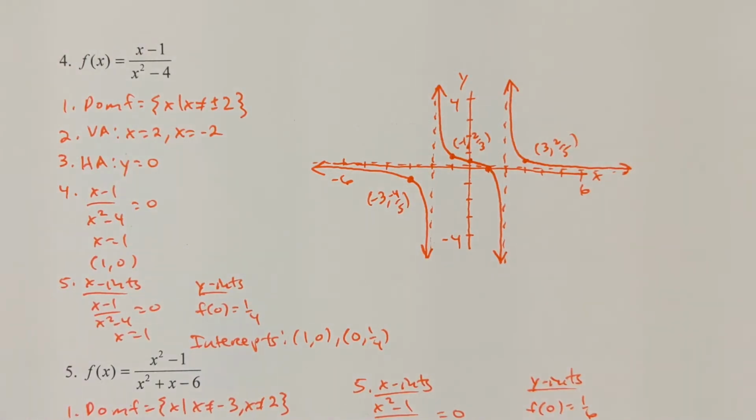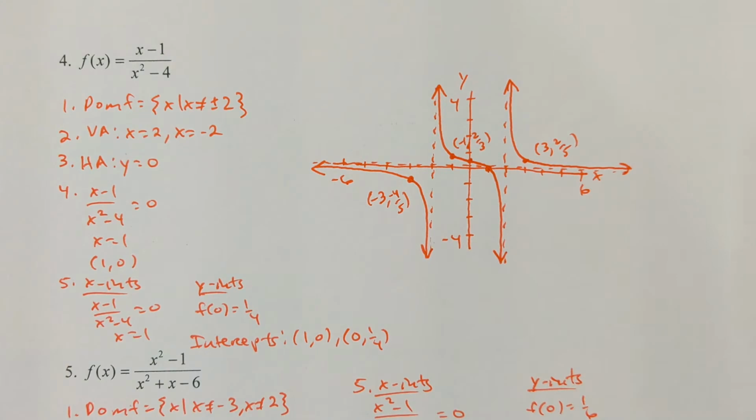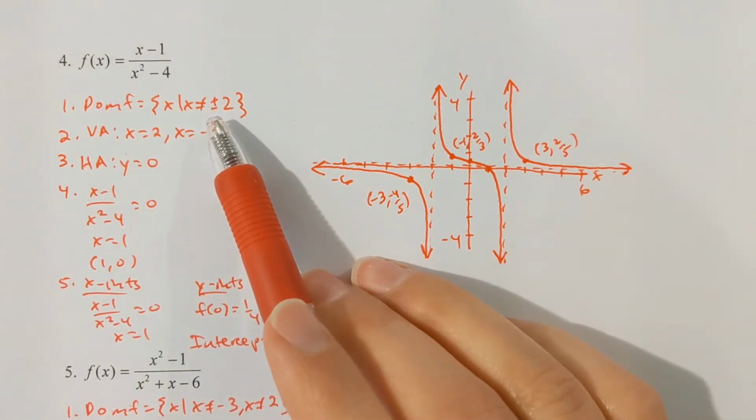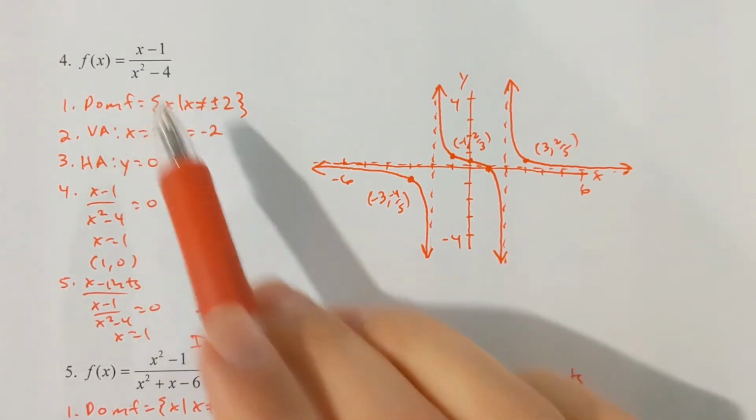Okay, this is still our notes from section 4.6. We're going to finish up this worksheet now. We're on problem 4. We want to graph the function f of x that's given. Step 1, the domain of f is all real numbers except for 2 and negative 2. I'm throwing away those two numbers since I can't divide by 0.